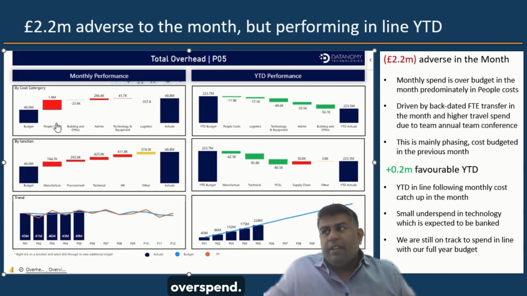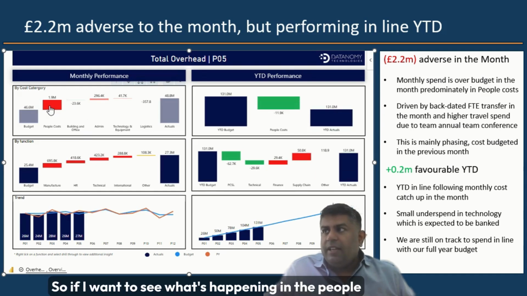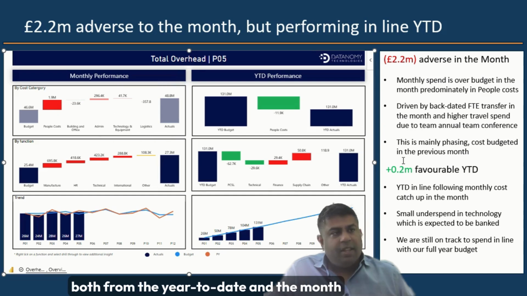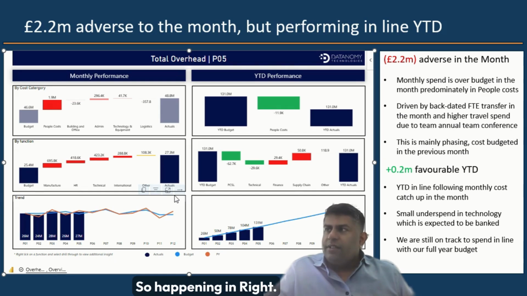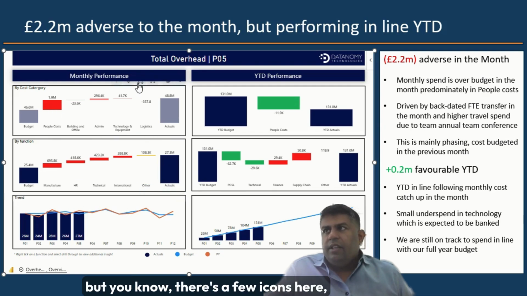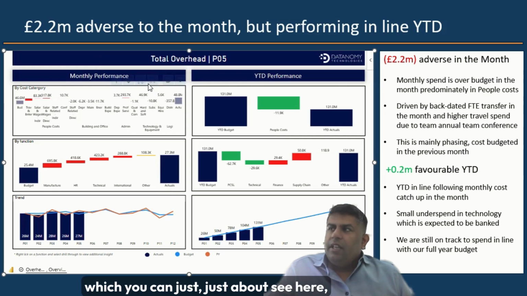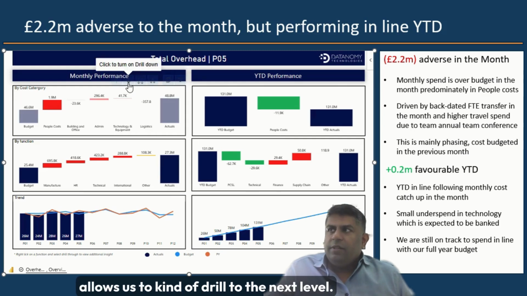So if I want to see what's happening in the people spend, I can equally click on that and I can see the breakdown both on the year to date and the month. So we can even see the details of where it's going in that particular cost category. That's correct. So it shows us the overview on this particular page, but there's a few icons here. The pitchfork icon, which you can just about see here, allows us to drill to the next level. I can equally just drill into one specific area.